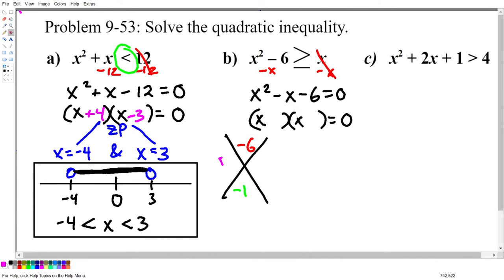Let's see. 3 and 2. Yeah, 3 and 2 will work. Now it would be negative 3 and 2. That would be the only way that this would add up correctly. So negative 3 and 2. That's our factored form.